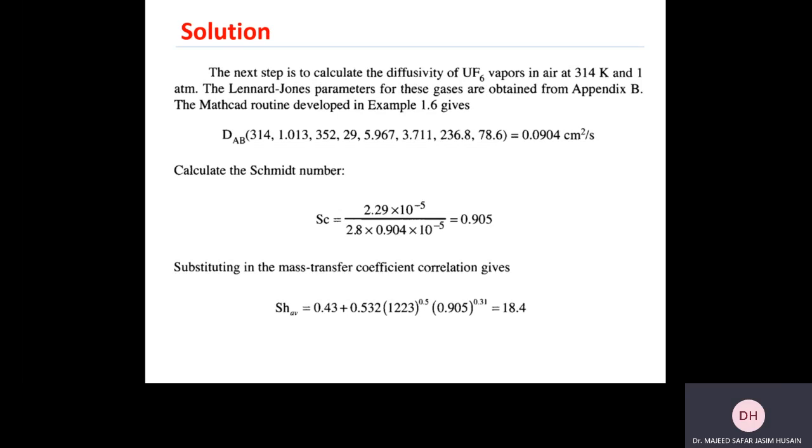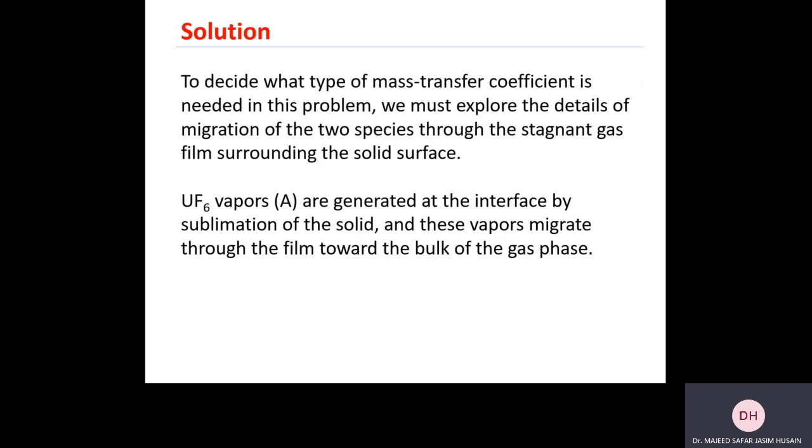And then now you can substitute in the mass transfer coefficient correlation, in which there is Sherwood as a function of Schmidt and Reynolds number. So Sherwood now is equal to 18.4. Remember that Sherwood was relating to mass transfer coefficient. However, you have to decide which type of mass transfer coefficient is needed for these two components when they are moving from one place to another. So is it unimolecular diffusion or equimolar counter diffusion? So that's the question.